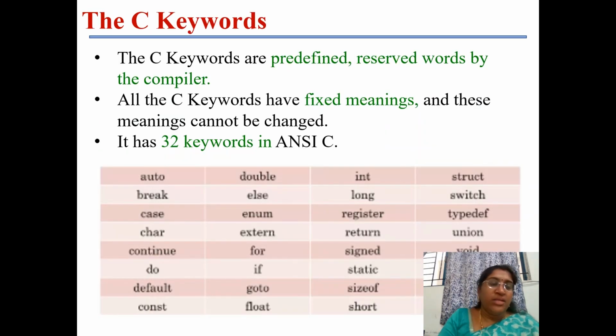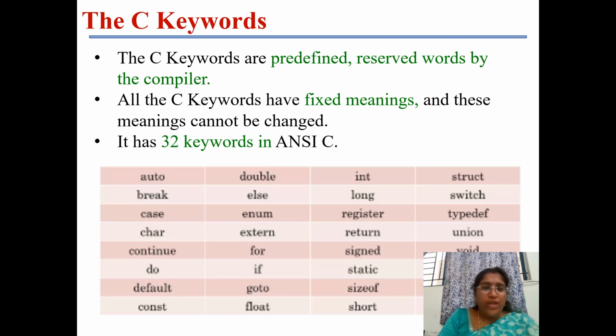Keywords are reserved words in C that have special meaning to the compiler. They are used to define the syntax and structure of C programs. You cannot use a keyword as a variable name or identifier. All the C keywords have fixed meanings and these meanings cannot be changed. There are 32 keywords in ANSI C.